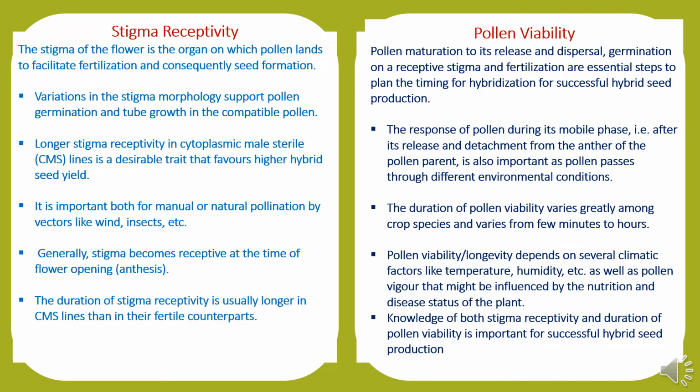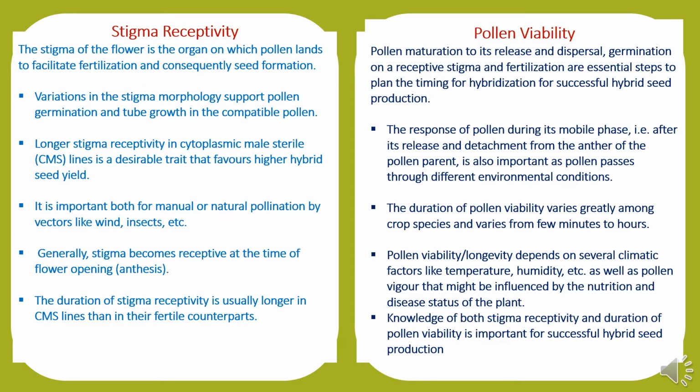And it is important both for manual pollination and natural pollination by vectors like wind, insects, etc. Generally, the stigma becomes receptive at the end of flower opening, which is known as anthesis. The duration of stigma receptivity is usually longer in cytoplasmic male sterile lines compared to their fertile counterparts. Now the pollen viability: pollen maturation, release and dispersal, germination on a receptive stigma, and fertilization are essential steps to plan the timing for hybridization for successful hybrid seed production.